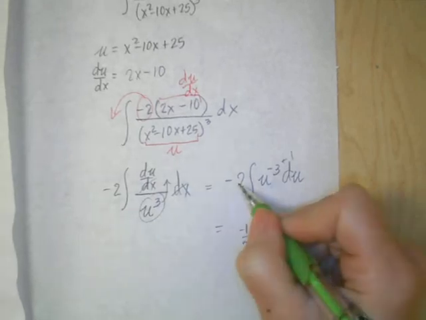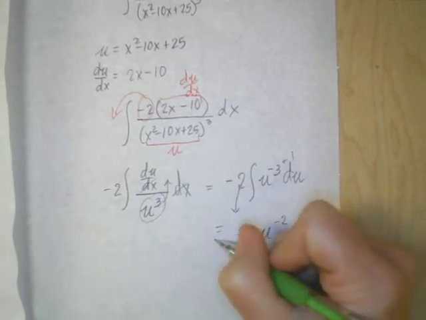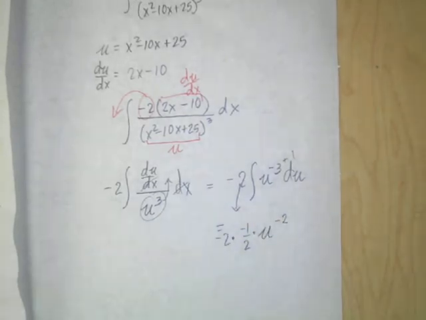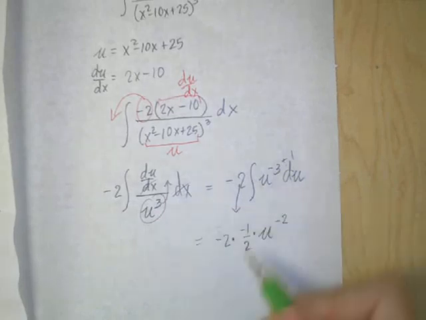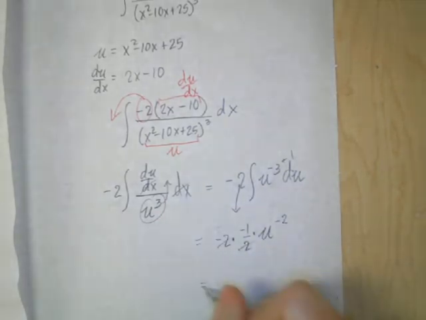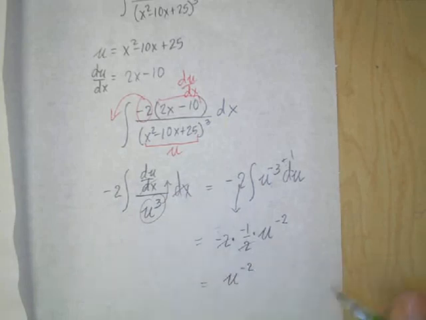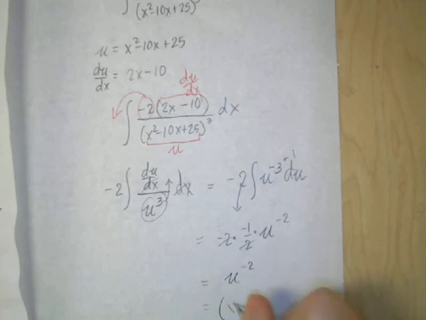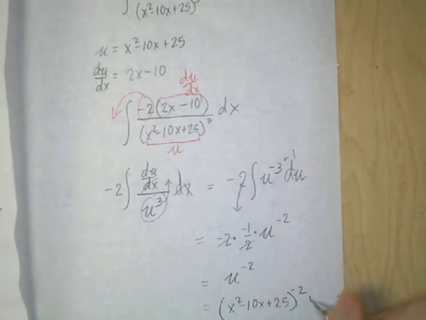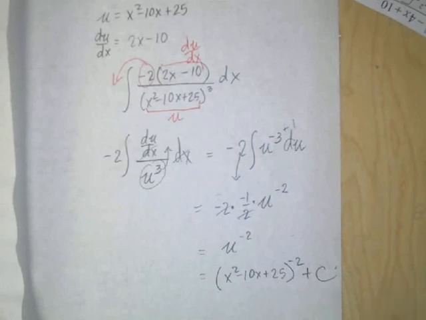I'm going to bring down my negative 2. I still have my negative 2. I shouldn't put my equal sign down. I ran out of room. Now a negative times negative is a positive. 2 divided by 2 is 1. So I'm just left with u to the negative 2, and I can substitute in for my u, which is x squared minus 10x plus 25 to the negative 2. And since it's an indefinite integral, plus c, so there is my answer.